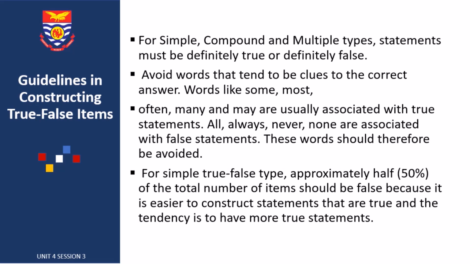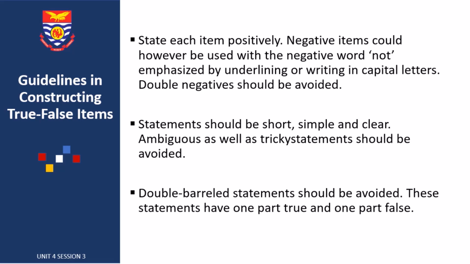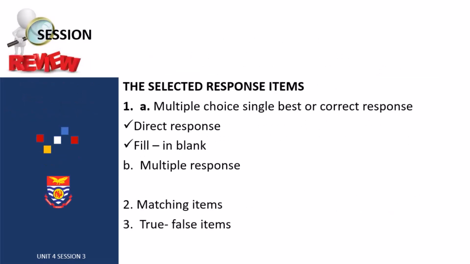Now, guidelines in constructing true or false items. So go through the guidelines that are in your course material as well as on the internet. Okay, here is also part of the guidelines. The selected response items include multiple choice single best or correct response, and that may be direct response or fill in the blank. The second selected response item is multiple choice response. The next is matching items, and then the last was true or false, which you know.